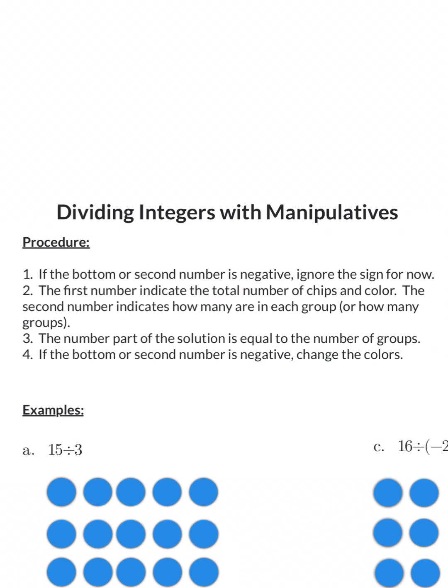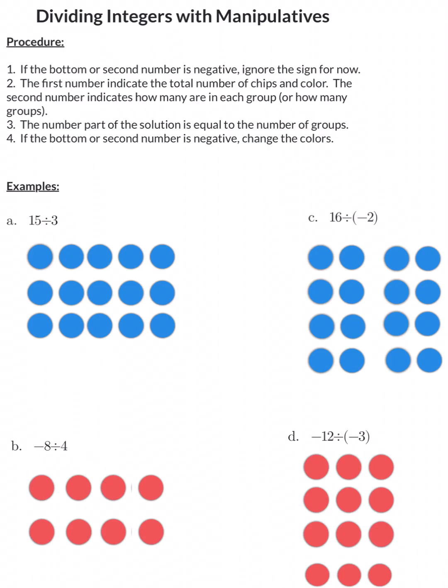It can indicate how many are in each group, and that's what we're going to use here. Or it can indicate how many groups you can form. We are going to use the how many in each group, and then our answer is going to be equal to the number of groups that we are able to form. Finally, just like in multiplication, if the bottom or second number is negative, we are going to change the colors. So let's go ahead and look at some examples.